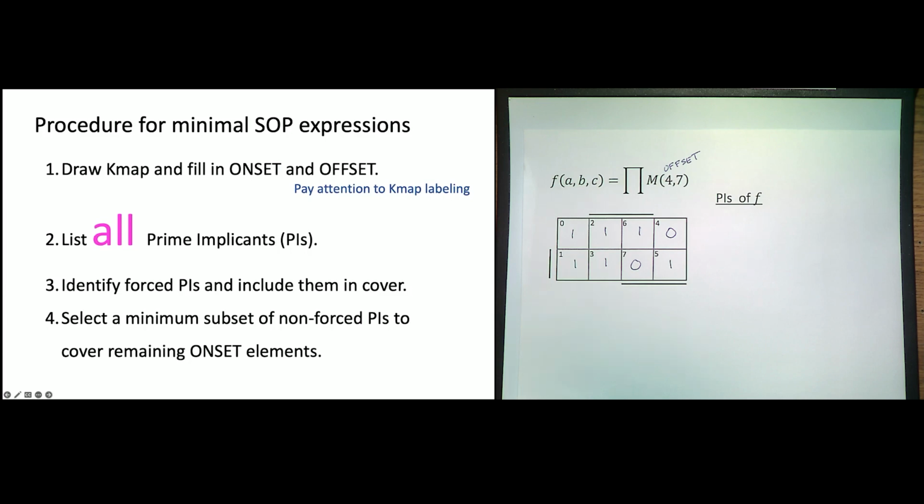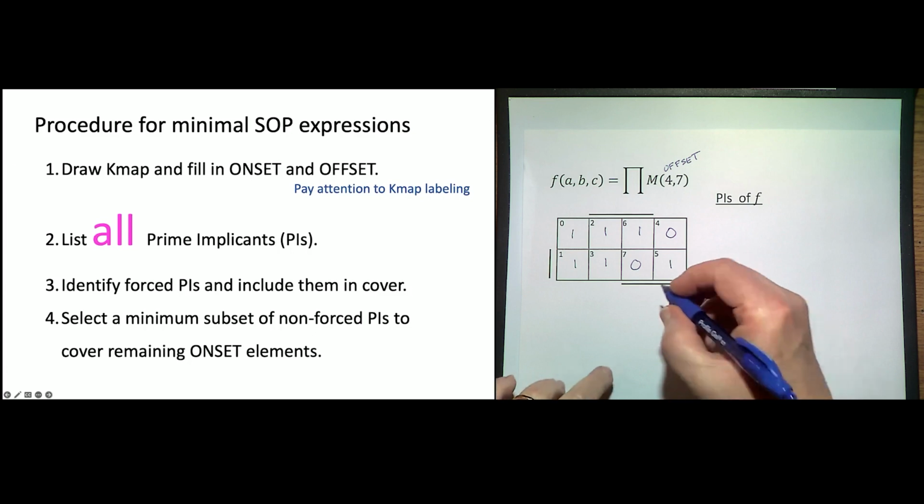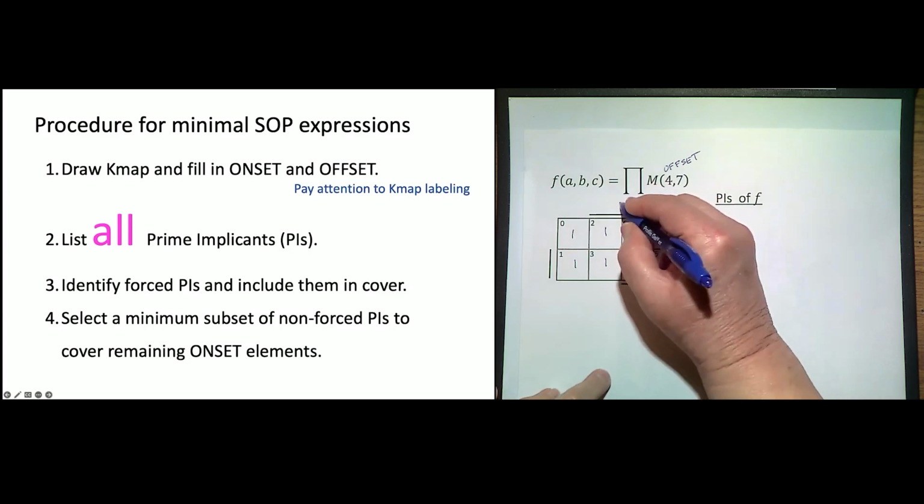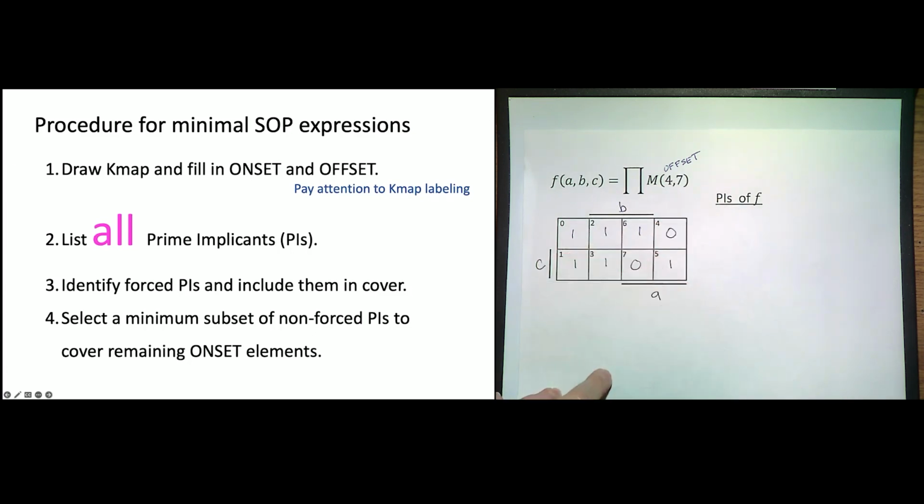Fill in the K-map. Oh, no, actually that's not the first step. What did I not do? Label. I should have labeled this, right? A, B, C. The numbering I have here corresponds to A, B, and C. If you change these, you'll have to figure out the numbers again.